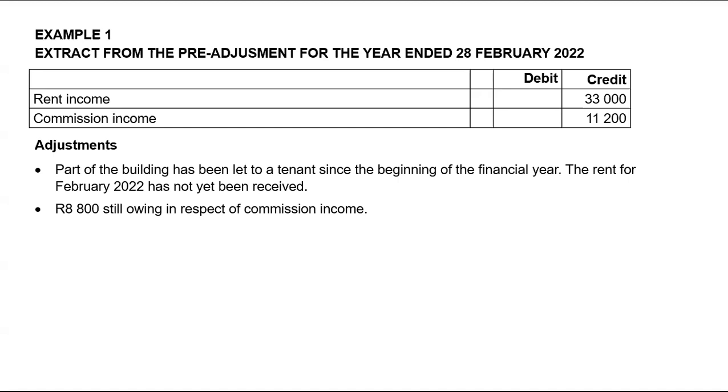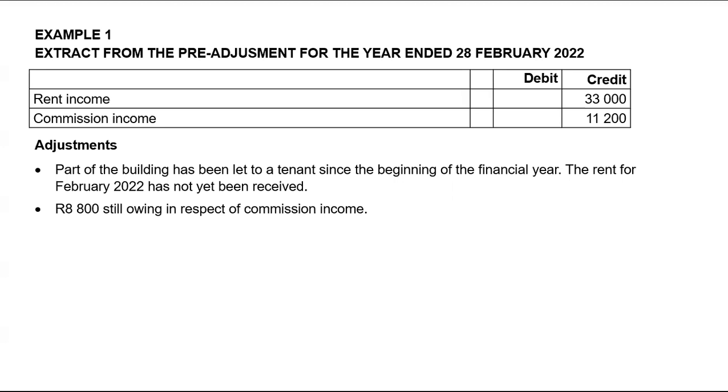They don't represent money that has been earned, and that is a problem. Now, when we read the adjustments, it says that part of the building has been let to a tenant since the beginning of the financial year. The rent for February 2022 has not been received. That means that the 33,000 rand is only for 11 months. We haven't received rent for February 2022. And when it comes to commission, that 11,200 is not the full commission income that we have earned, because we still have 8,800 accrued in respect of commission income.